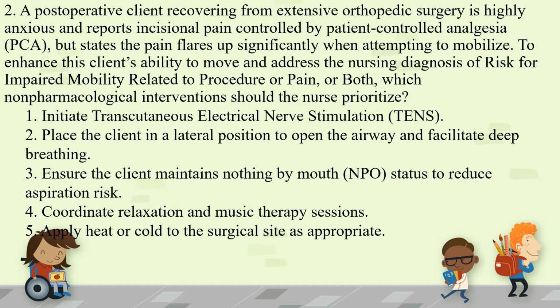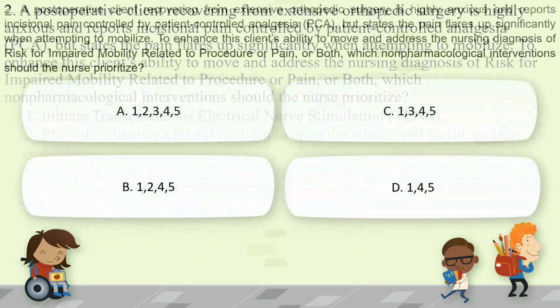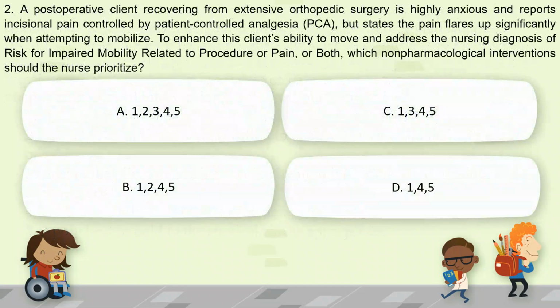Number 2 is an intervention to establish or maintain a patent airway, which is required for the immediate recovery phase, and not specifically an intervention for pain-related impaired mobility. Option 3 is actually a preoperative intervention used to reduce aspiration risk and not used during the postoperative phase. So the answer here is 1, 4, and 5, and that is choice letter D. Number 2, choice letter D.